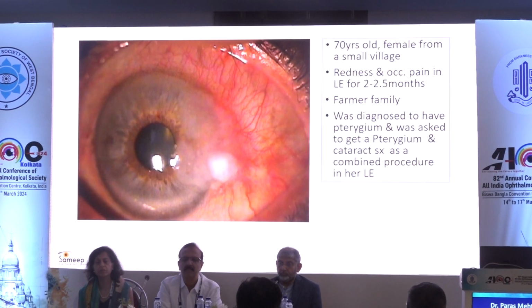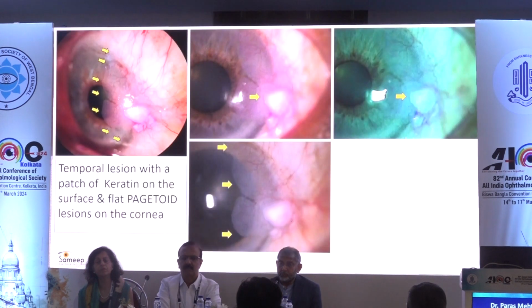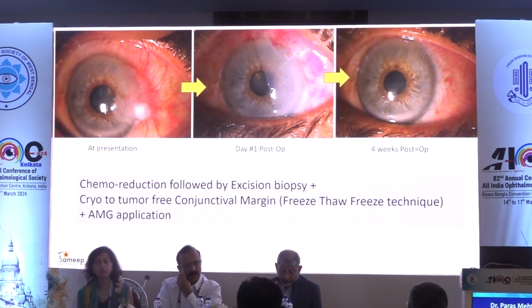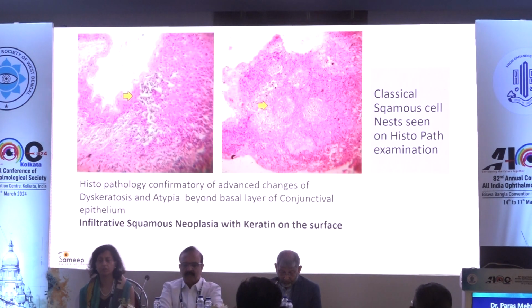This is another case where she was diagnosed to have an extensive pterygium. On dilated examination, one can even delineate the corneal lesion very clearly. This particular patient needed chemoreduction, but it did not respond completely, so it was followed by an excision biopsy. By doing chemotherapy, you can reduce the size of the involvement, and then your surgical excision would be smaller.